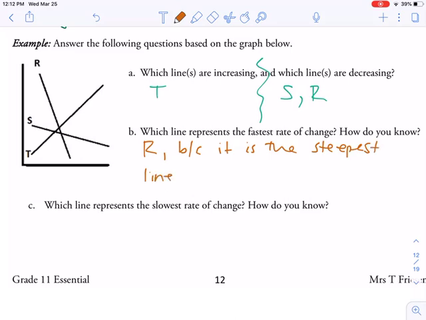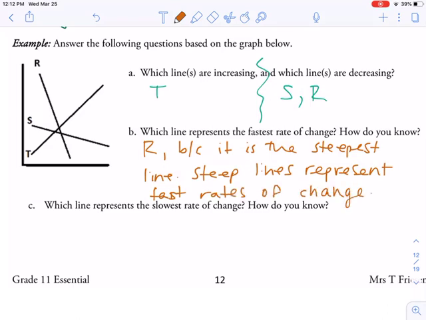And then we can say that steep lines represent quick or fast rates of change. Okay, there we go.